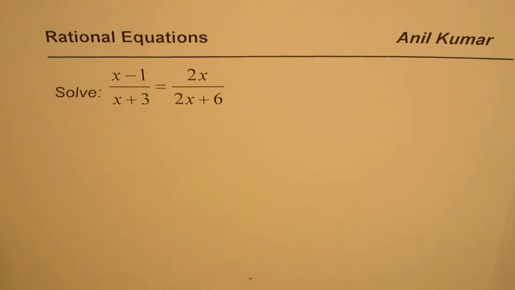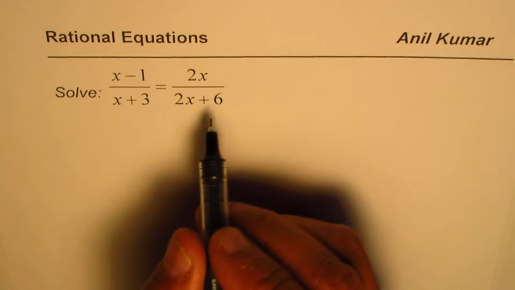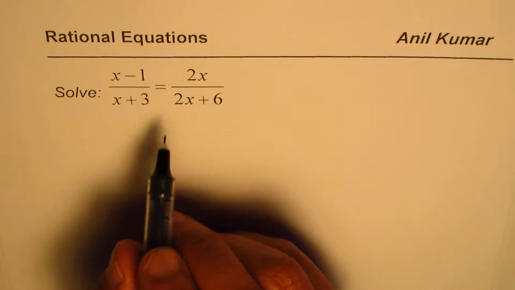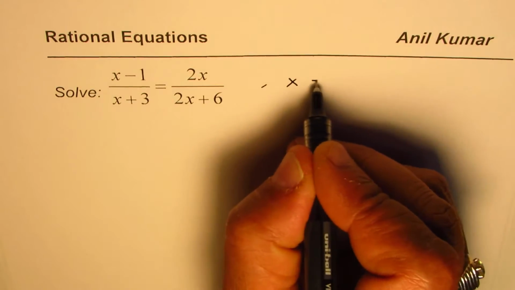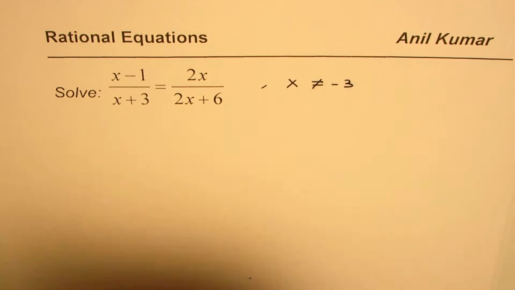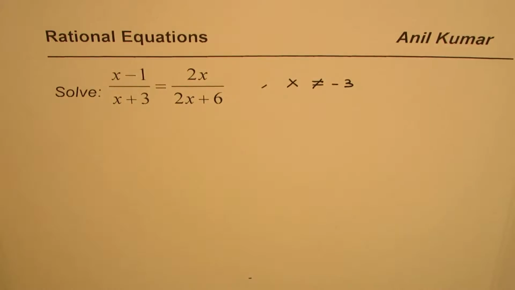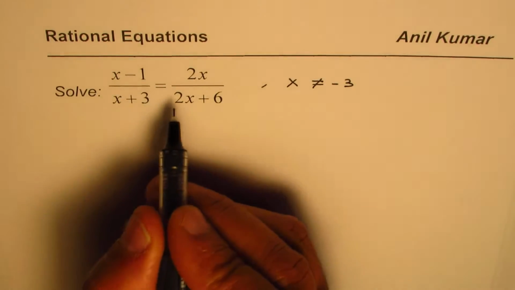Whenever you are working with rational equations, it is important to write down the restrictions first. The denominator cannot be 0, so x is not equal to -3. x can be any real number but -3. Now let's try to solve it.